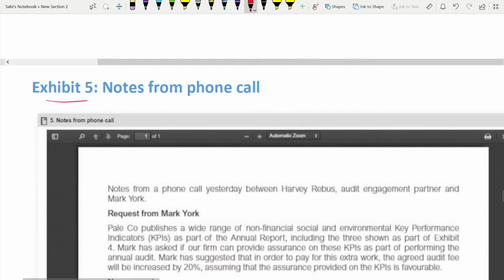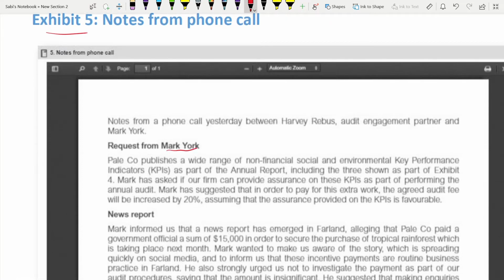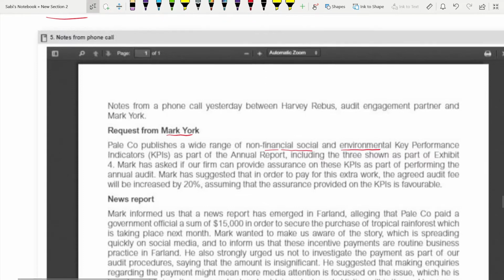Exhibit 5, the last exhibit, notes from the phone call. So, request from Mark York. Mark York is who? He's the CFO. Pale Company publishes a wide range of non-financial, social and environmental key performance indicators as part of the annual report, including the 3 shown as part of Exhibit 4. Mark has asked if the firm can provide assurance on these KPIs, as part of performing the annual audit. Mark has suggested that in order to pay for this extra work, the agreed audit fee will be increased. So this is like an ethical issue. Can you see? They're telling you that if you provide assurance on these key performance indicators, your fee will be increased by 20%, assuming that the assurance provided by KPS is favorable.